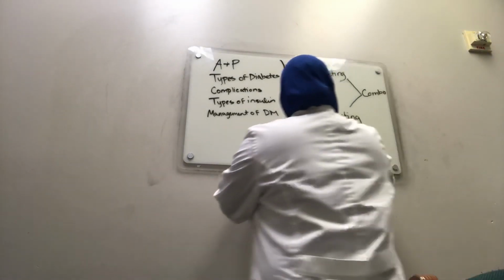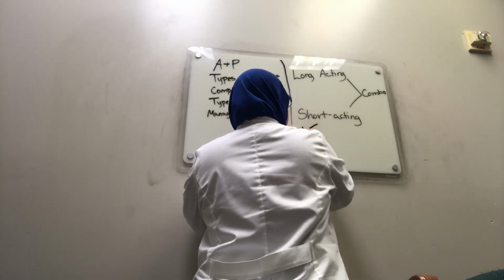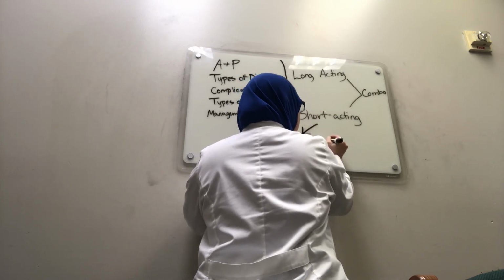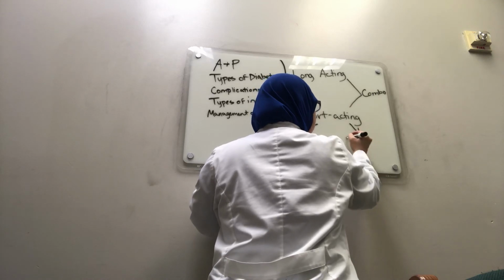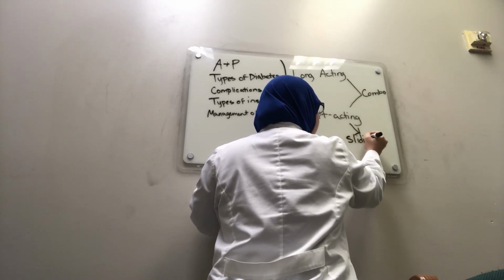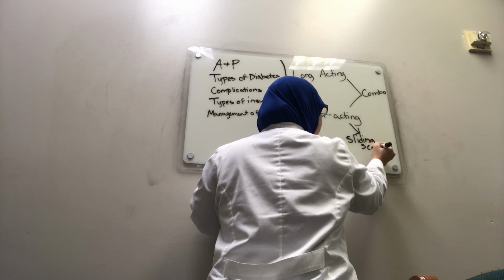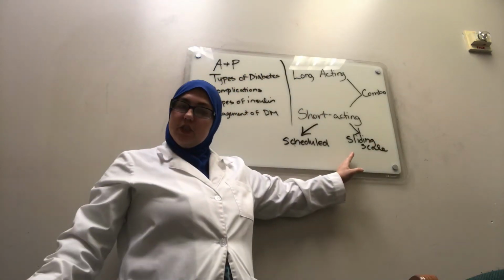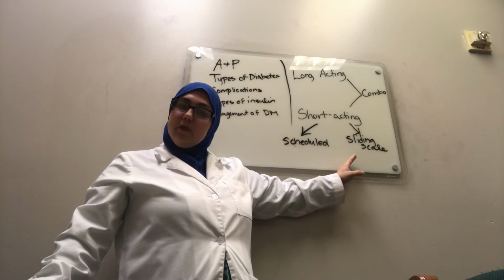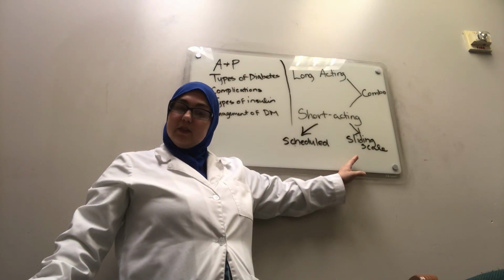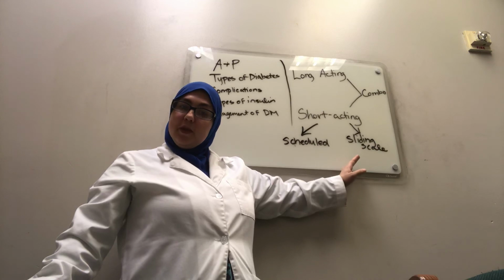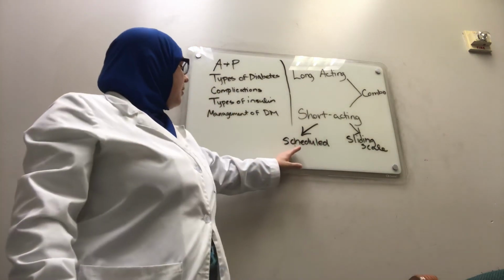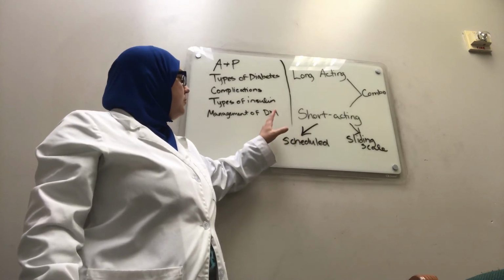So when it comes to the short-acting insulin, we usually have scheduled, and we usually have sliding scale. What does the sliding scale do? The sliding scale only treats blood sugars when they're already high. Usually above 150 or 180 is where most sliding scales start. Do we want them to get to that point in the first place? No, we want to keep them much better controlled than that.